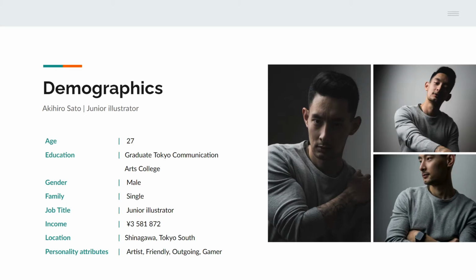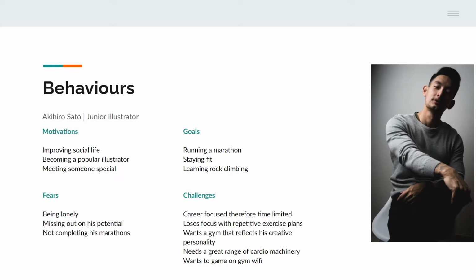Moving on, let's talk a little bit more about him. Okay, what are his motivations? Maybe improving his social life, maybe becoming a popular illustrator. What types of things is he scared about? Maybe being lonely, maybe not completing his marathons. What are the types of challenges that he would face?